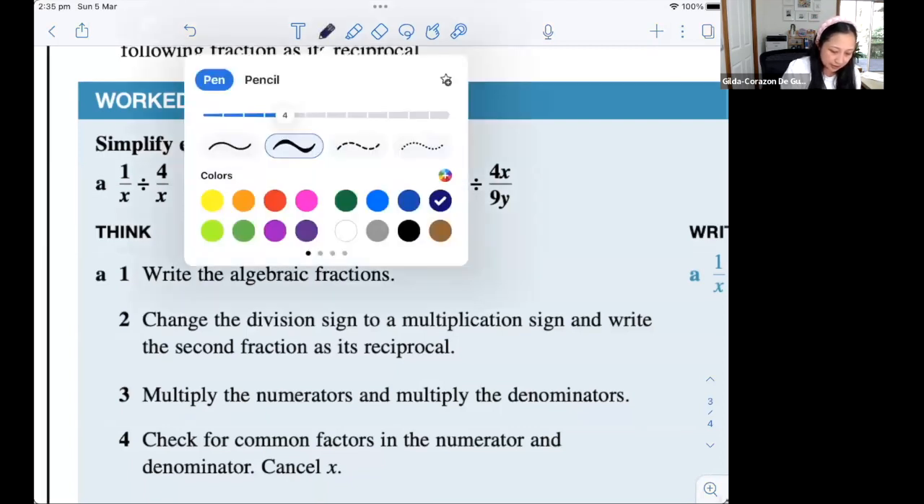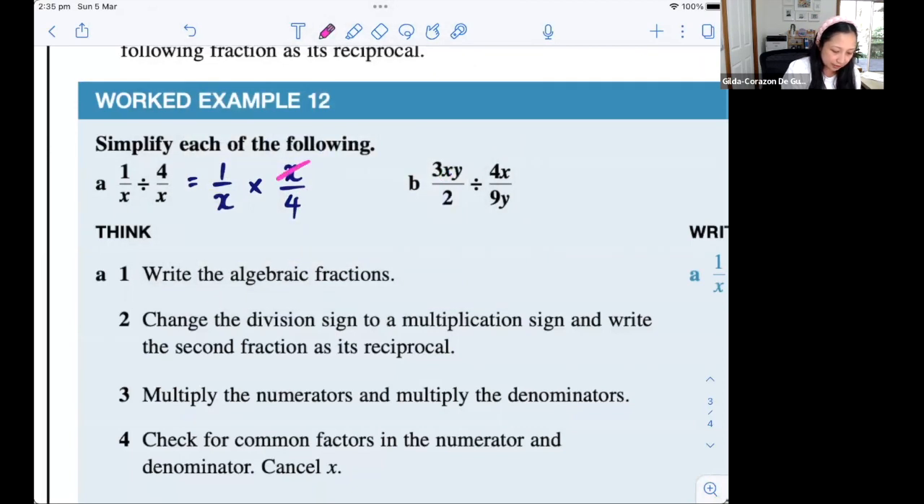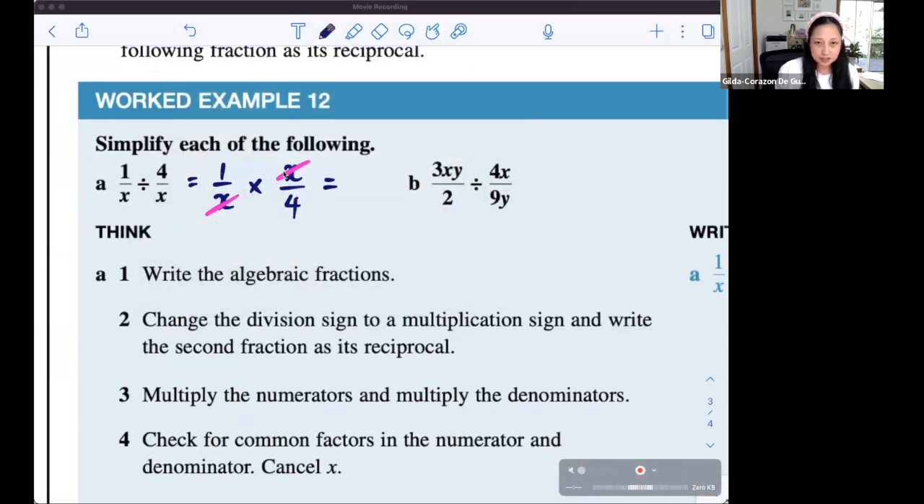And looking at these two fractions here, we can cancel out the x's, because one is on top, the other one's on the bottom. If they're both on top, you can't cancel them. If they're both on the bottom, you can't cancel them. But what you'd need to do would be to multiply them. Okay, so essentially this becomes 1. So 1 times 1 gives you 1 on top and 4 on the bottom. So our answer here is a quarter.